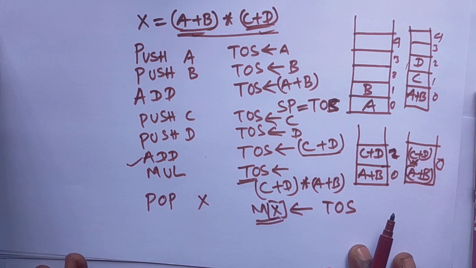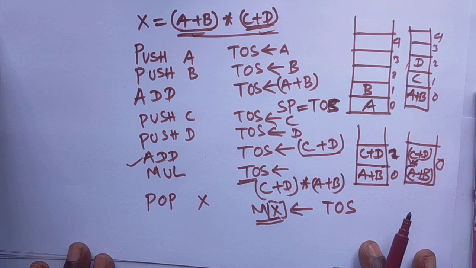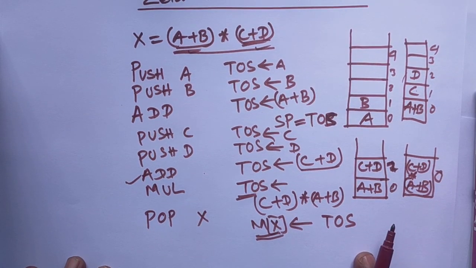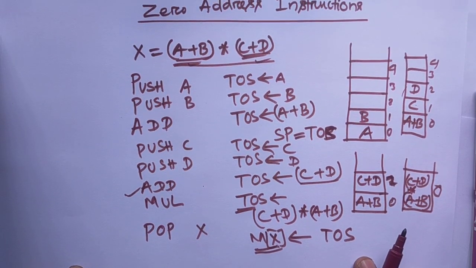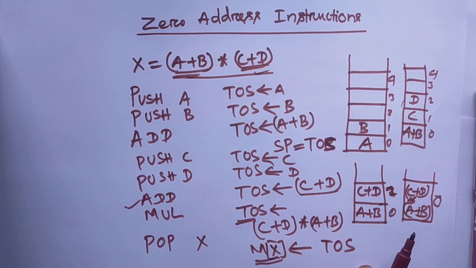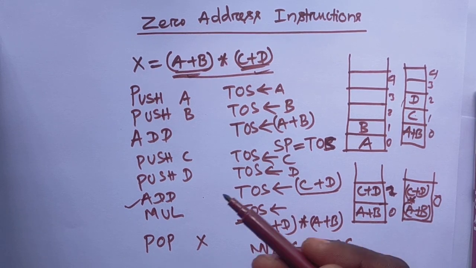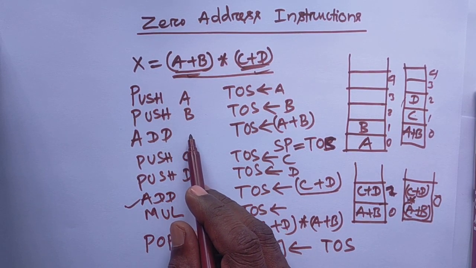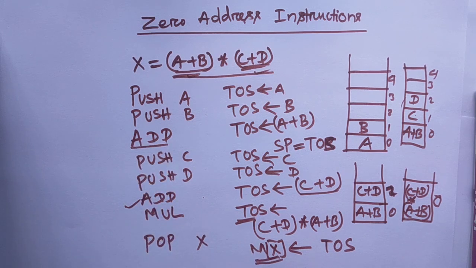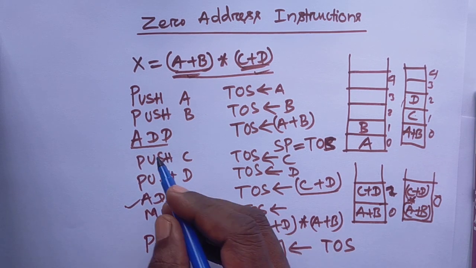In this way we can use different addresses for zero address instructions. It is very easy, but we have to be careful how to define different addresses whenever we use any kind of variable. Here there is no variable. If you go through push a and b, there is no problem. Whenever the operation starts, no variable is required. For that reason it is a zero address, because there is no variable defined here.